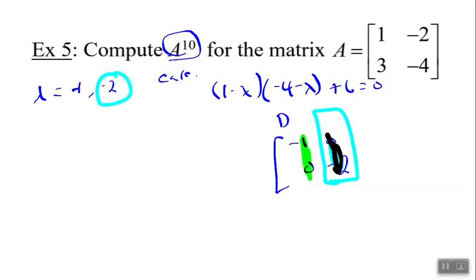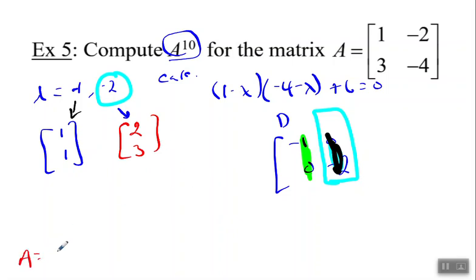And so our P matrix, we can get that one by throwing that in. The eigenvector that corresponds to -1 is going to be 1, 1. And the eigenvector that corresponds to -2 is going to be 2, 3. Okay? So A is equal to P D P inverse. I know what P is, I know what D is, and I can easily find what P inverse is.